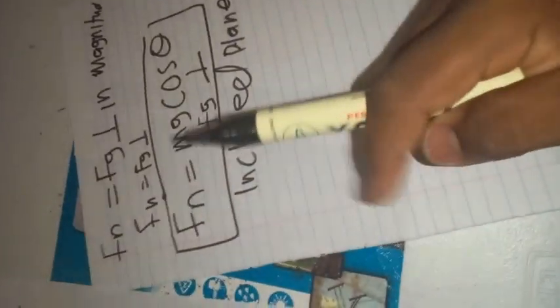Just know that. The formula for the normal force on an inclined plane is Fn equals mg cos theta. You must know that. Don't confuse yourself. The formula for the normal force on an inclined plane is Fn equals mg cos theta. Then you have this, the culprit.